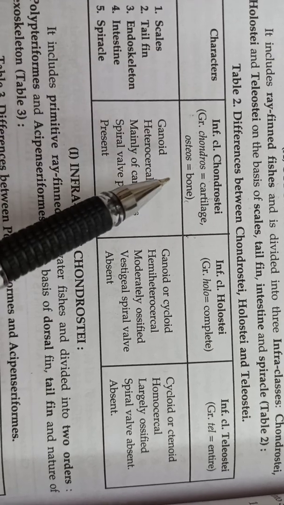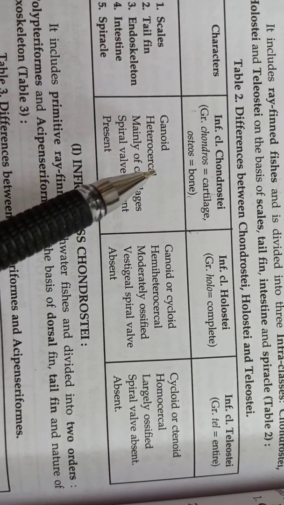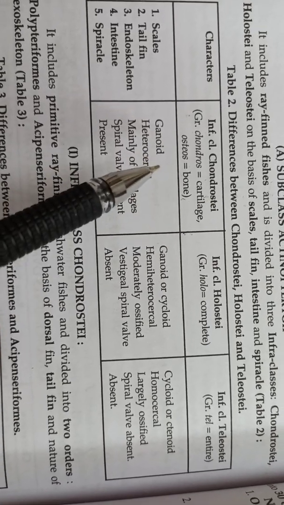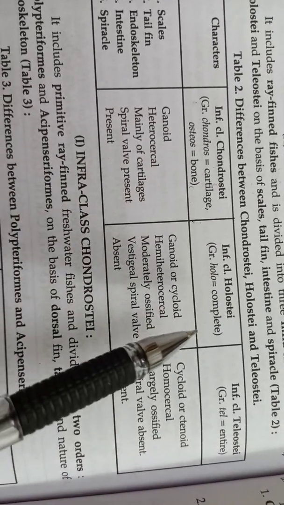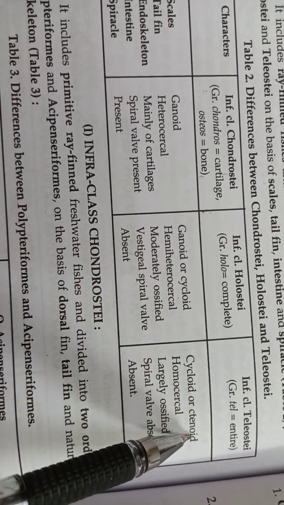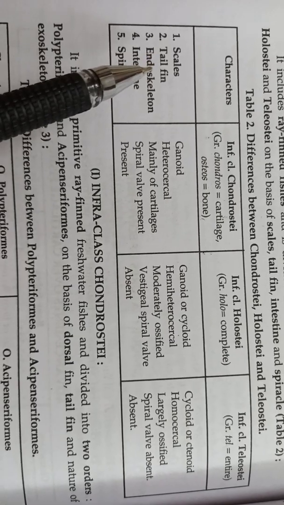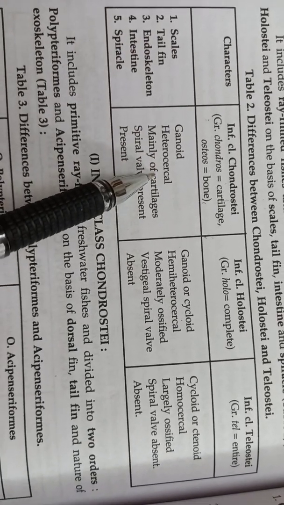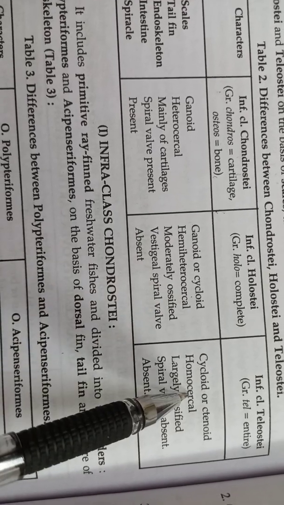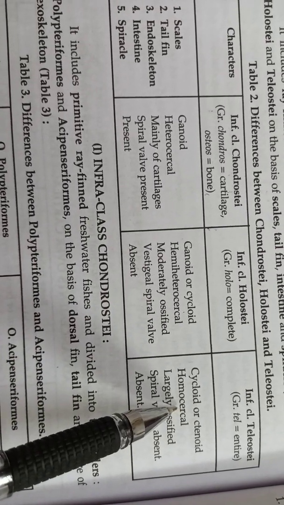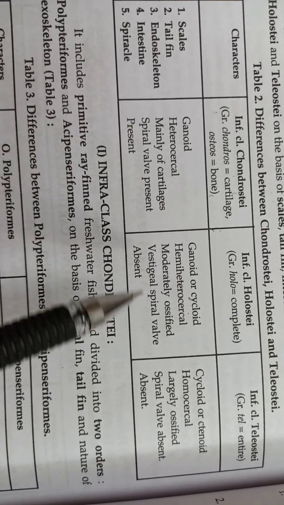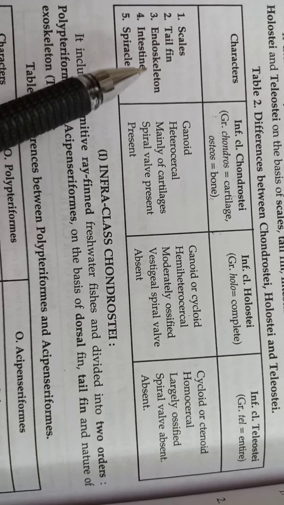So the scales: I told you that there are three types of scales. Now we are dividing them into different infraclasses. Out of these, ganoid are present in Chondrostei. Holostei have ganoid or cycloid scales, whereas cycloid or ctenoid scales are present in Teleostei. Now the tail fin: here the tail fin is heterocercal, here it is homo-heterocercal, here it is homocercal. Actually, this is just a matter of learning. If you do it in a comparative manner, the things become easy to learn.